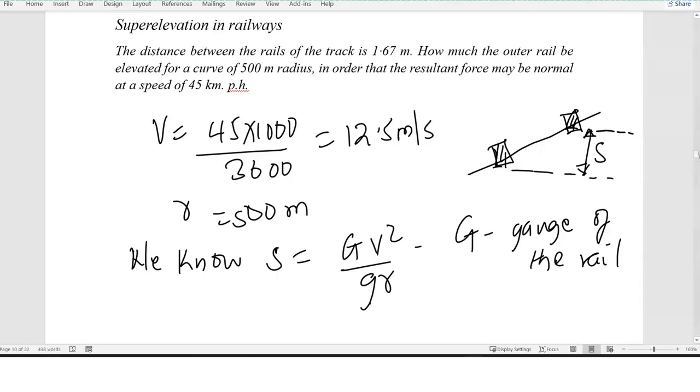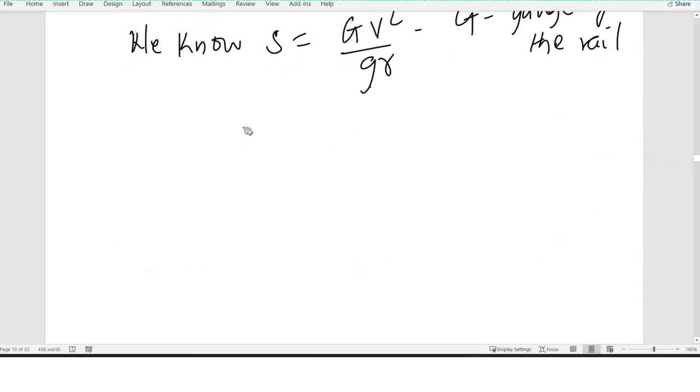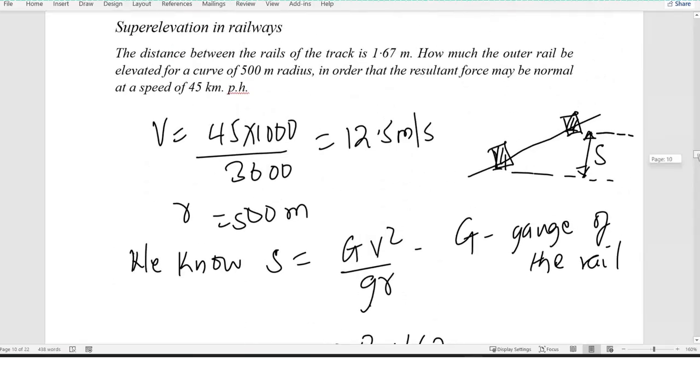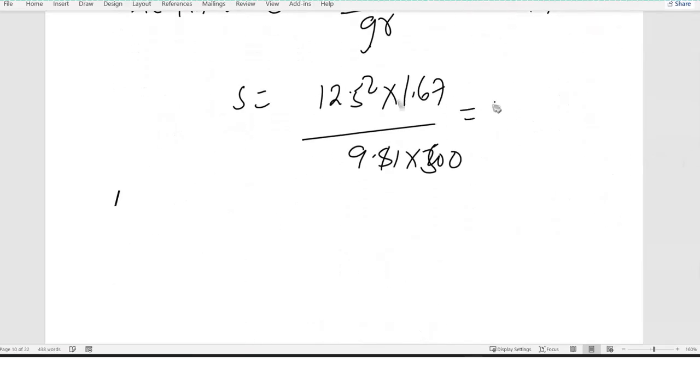So let's look at our superelevation. S will therefore be equal to 12.5 squared times 1.67 divided by 9.81 times 2 times 500, because the radius is 500. So this is equal to 53.198 millimeters. So that is going to be the superelevation of the gauge of the rail, or the superelevation between the outer and the inner rails of this railway.